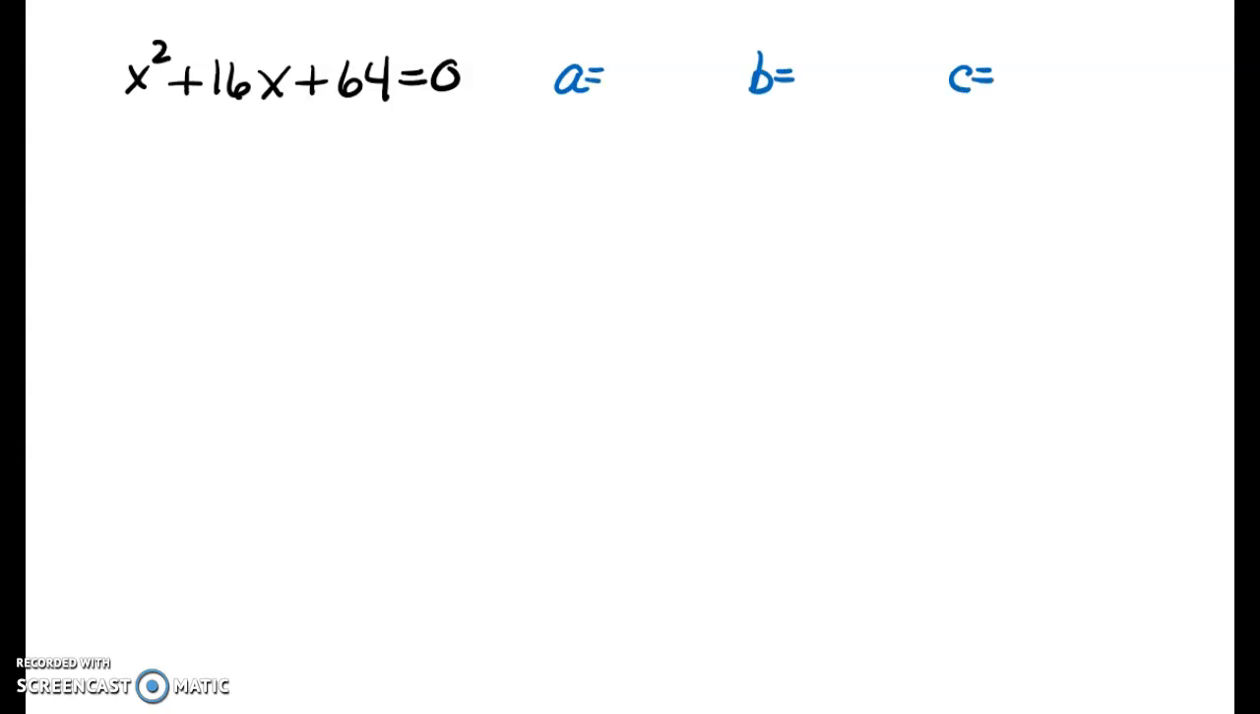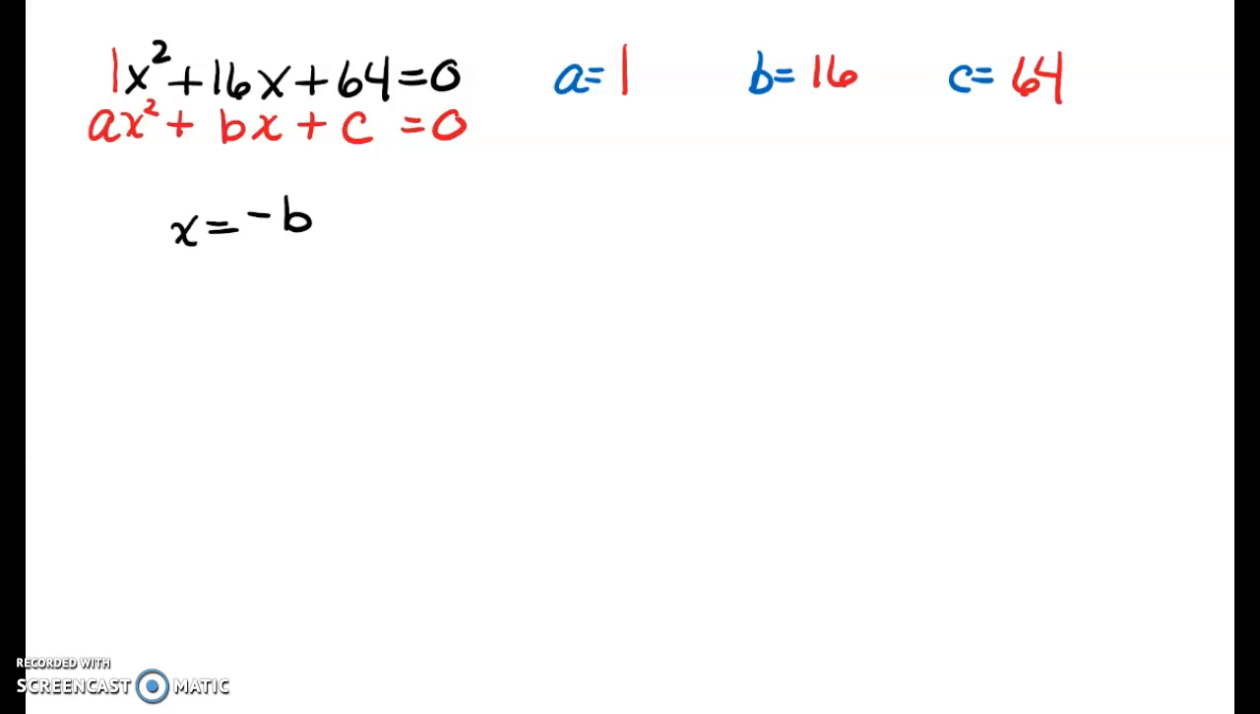But first we're going to ask ourselves, are we in the correct form? Are we in ax squared plus bx plus c equals 0 form? And it looks like we are. Our equation equals 0. You can see that our a value again is going to be 1. Looks like our b value is 16 and our c value is 64. So I know that my solutions will be negative b plus or minus the square root of b squared minus 4ac all over 2a.